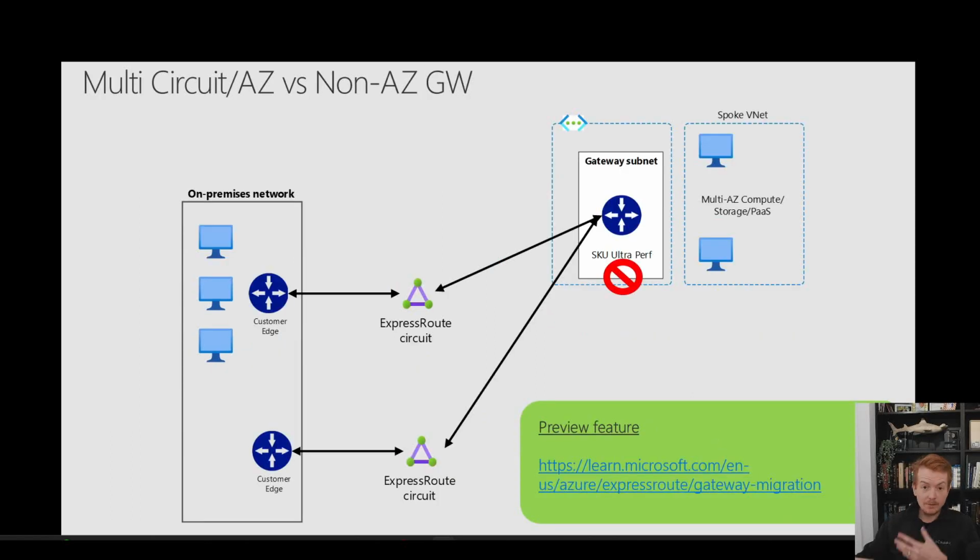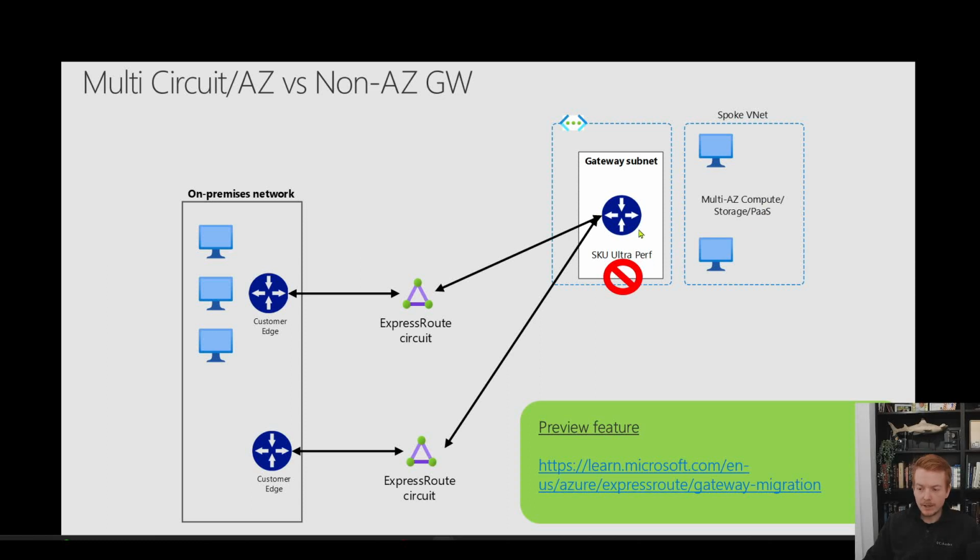Okay, now we have the reverse of this problem. This customer here has spent the time to connect to the Microsoft Edge with multiple circuits in multiple diverse POPs, and we are stitching that through to use of Azure in a single region with availability zones for our compute, our storage, our PaaS services.